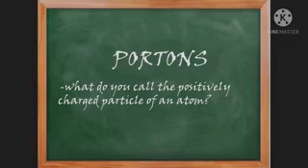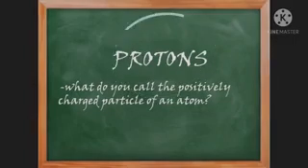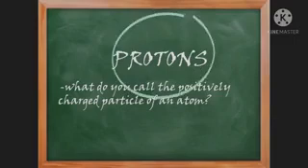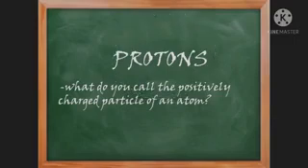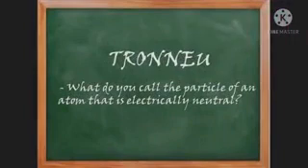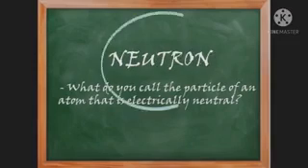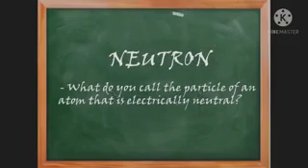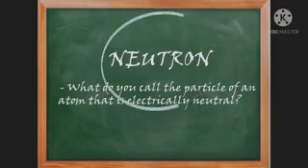What do you call the positively charged particle of an atom? The answer is proton. Have you got it right? Let us proceed to the next question. Number 3. Let us answer the question. What do you call the particle of an atom that is electrically neutral? The answer is neutron. Let us proceed to the last question.